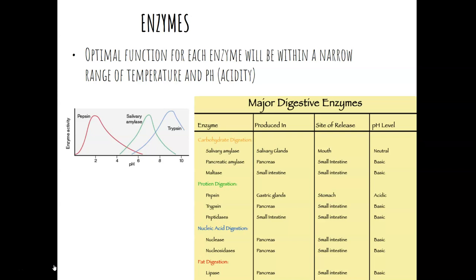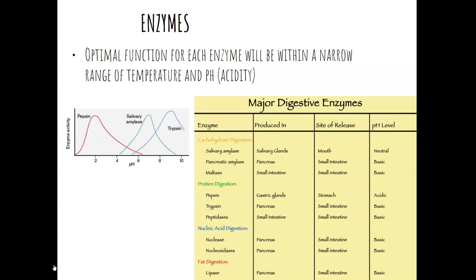And this is really obvious when you look at the major digestive enzymes in the body. Your body has to break down large biological molecules into smaller pieces so it can absorb them. Carbohydrates are digested by three primary enzymes: salivary amylase, which is in the mouth, pancreatic amylase, and maltase. Now, each of these has a different pH level that it works at best. Salivary amylase is in a neutral pH, whereas pancreatic amylase and maltase need a basic or alkaline pH level.